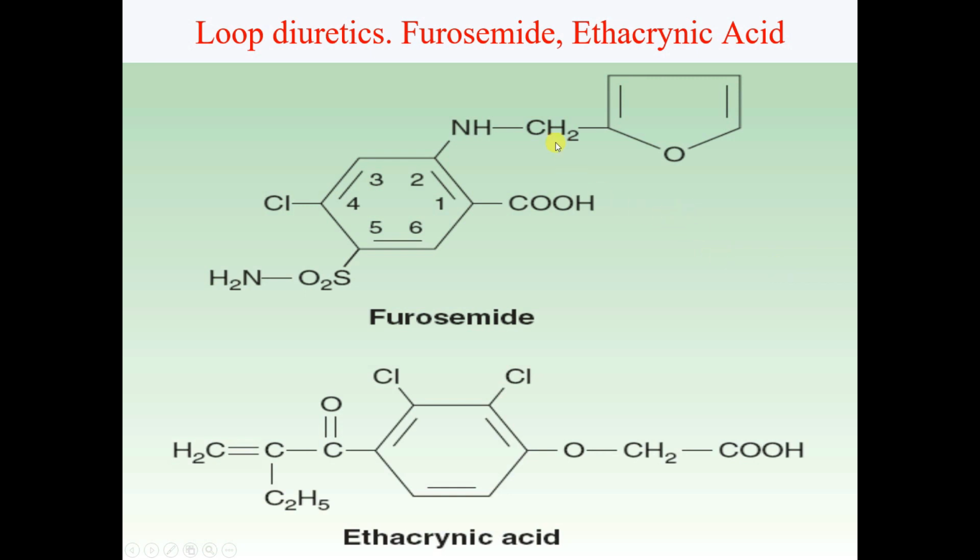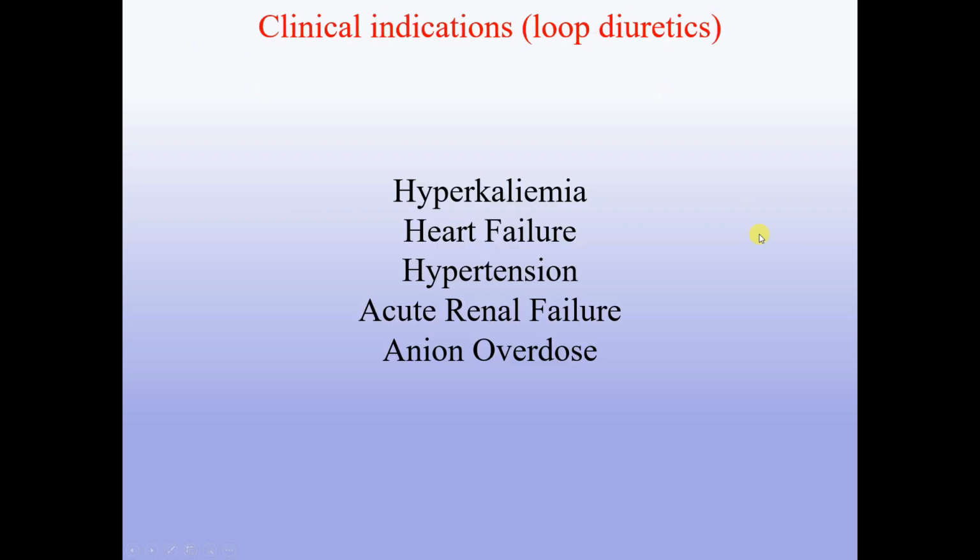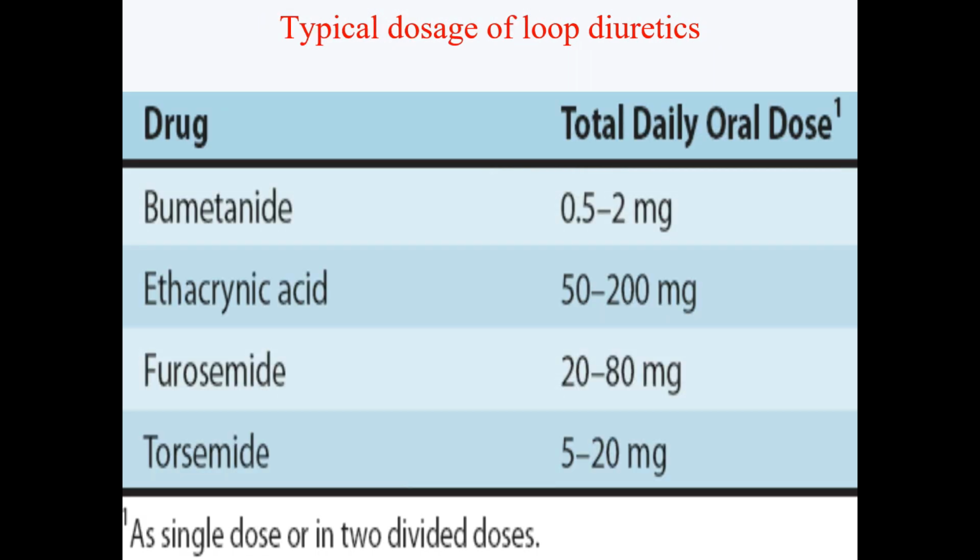Next one is loop diuretics, for example, furosemide and ethacrynic acid. Clinical indications of loop diuretics: hyperkalemia, heart failure, hypertension, acute renal failure, anion overdose. In here you can see typical dosage of loop diuretics. For example, bumetanide, ethacrynic acid, furosemide, and torsemide, and total daily oral dose.